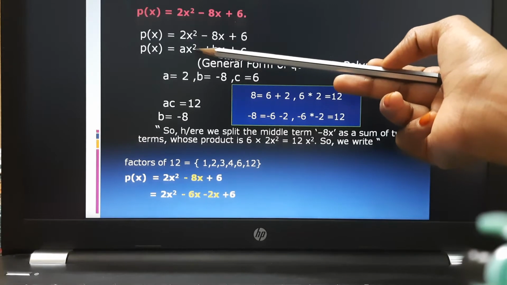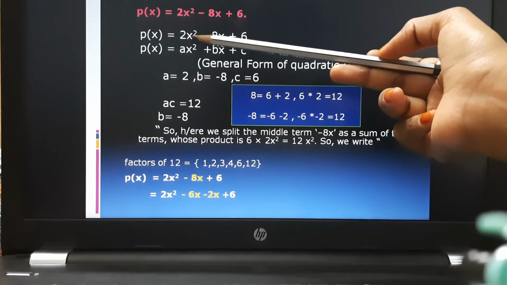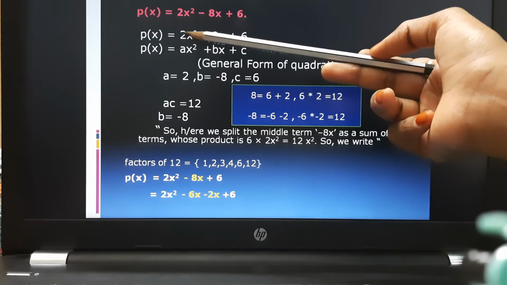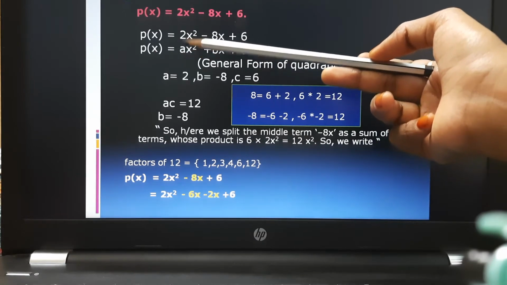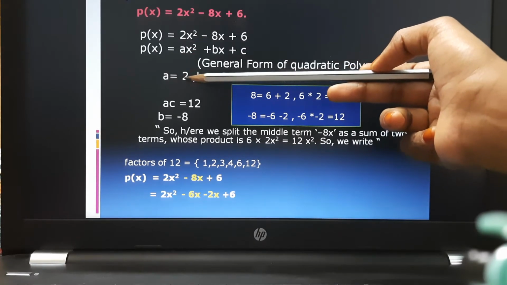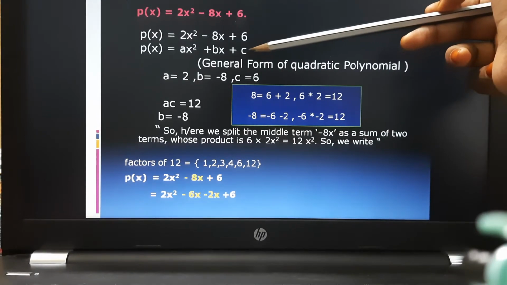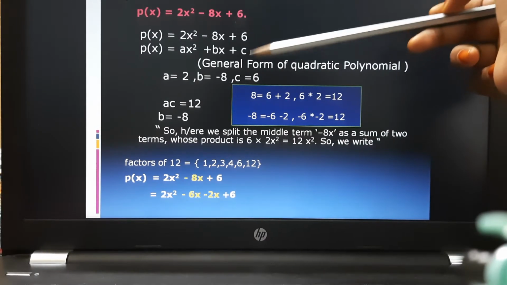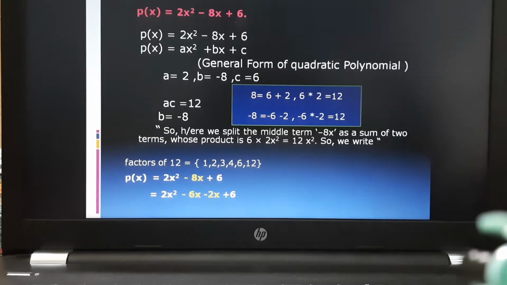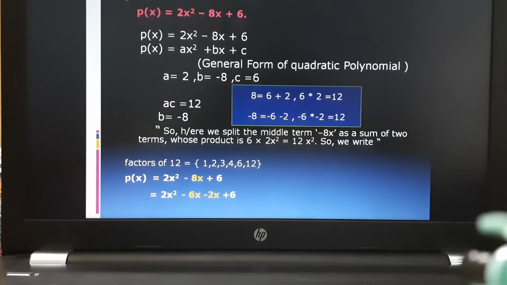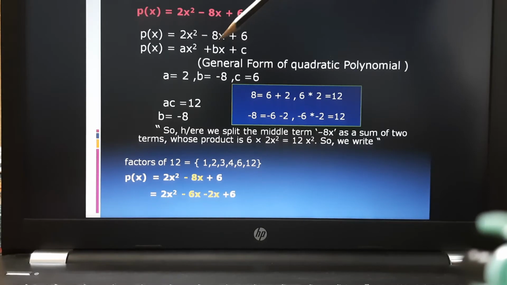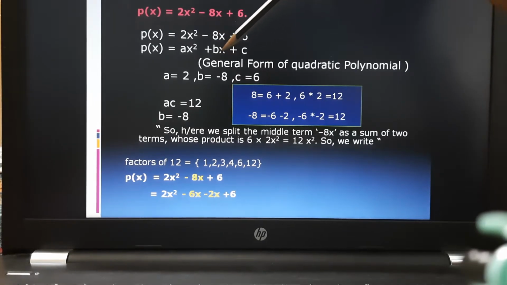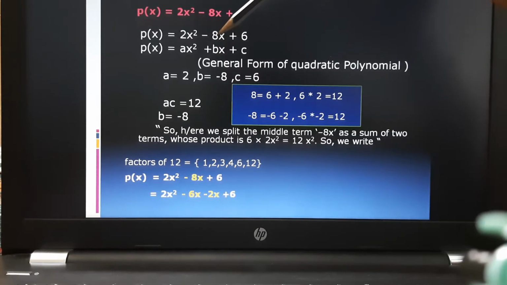Here the x square coefficient is what? It is 2. So a is equal to 2. Similarly, the constant c is 6, so c is equal to 6. The term we have to concentrate on is b, the middle term. B is what here? Minus 8, not plus 8. You should consider the sign also. So b is equal to minus 8.